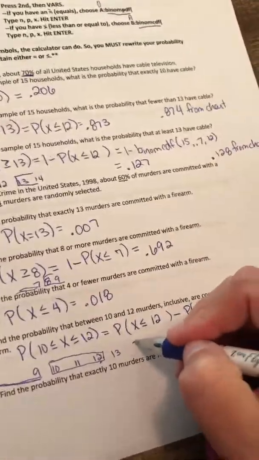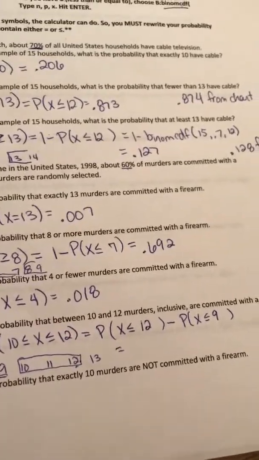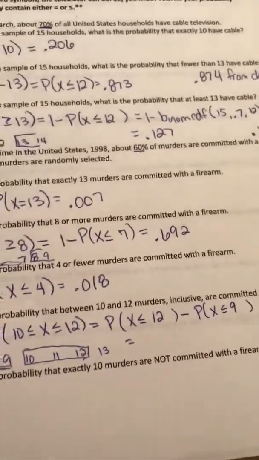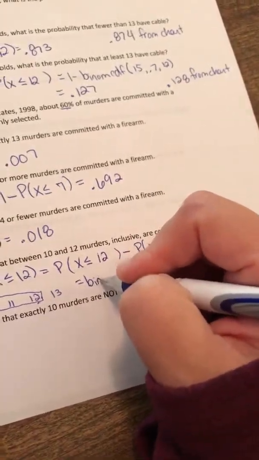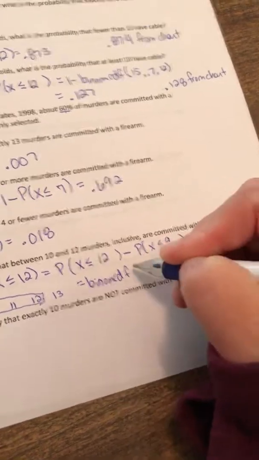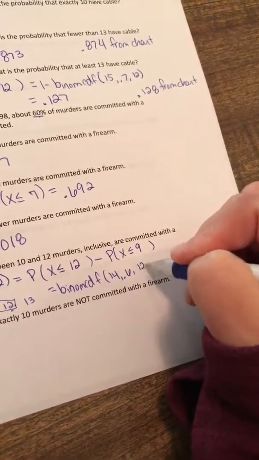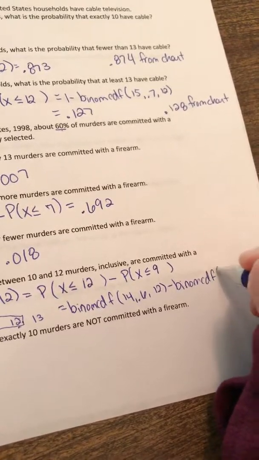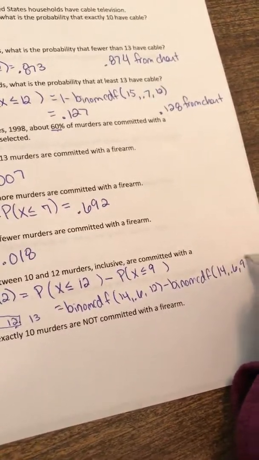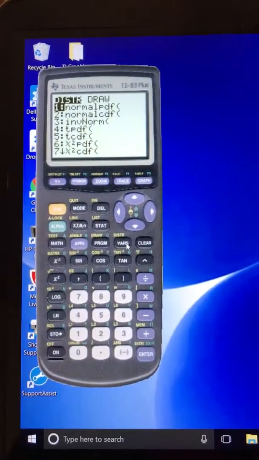So on the calculator, it looks really weird, but the calculator's fine. Binom CDF is just going to be a decimal. It's not going to be anything too strange. So what you do on the calculator, let me just write it here so you know. You do binom CDF, since it's less than or equal to, 14, 0.6, 12, minus binom CDF 14, 0.6, 9. And the calculator's fine with that. Only thing I'll tell you is if you do it like that, don't forget to close your parentheses.